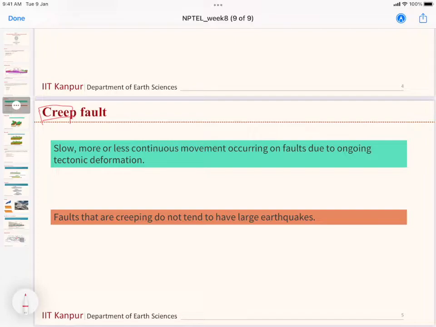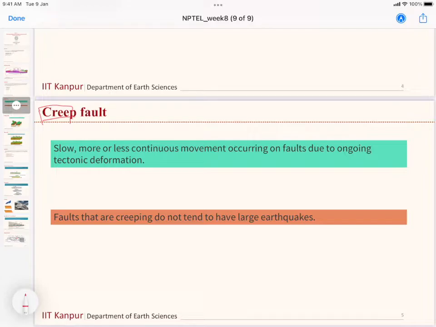And one of the advantages of this creep fault system is that since there is a very slow movement, a slow slip, happening along the fault plane, they generally do not tend to have large earthquakes, because the accumulation of strain is not happening. So, that is why creep faults are the safest fault system if we talk in terms of earthquakes.